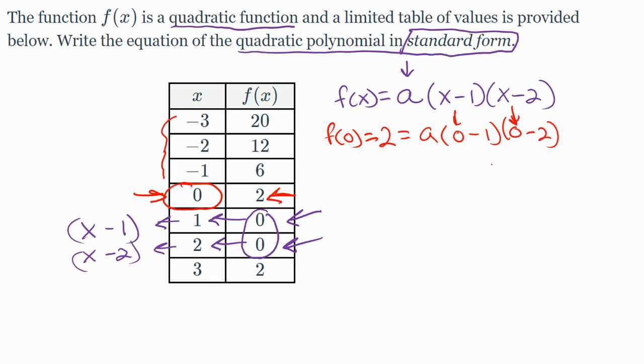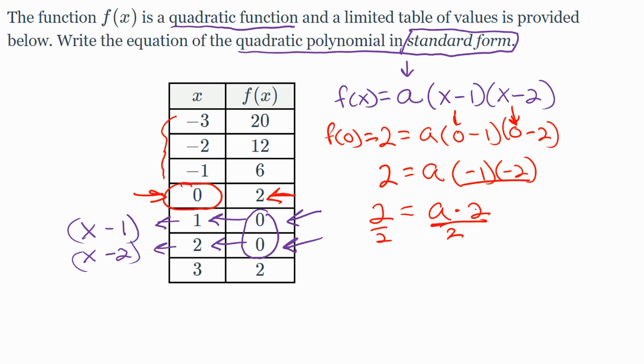So plugging in zeros for my x, and then I just have to work it out. 2 is going to be equal to a times negative 1 times negative 2. That's positive 2. So a times positive 2 is equal to 2, which means that the a value is going to be 1 because I just divide both sides by 2. Now, that's not always going to be the case that a is equal to 1. You're going to get other values. But here we get a equals 1.